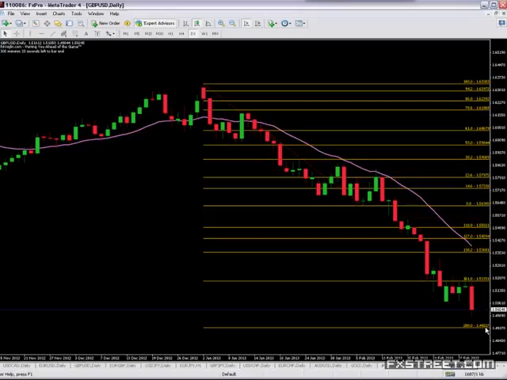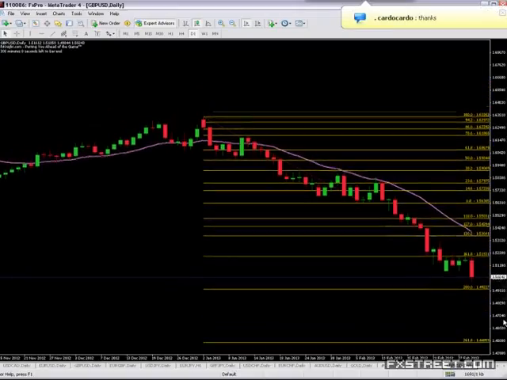But ultimate bottom, next one, 49.22. If that breaks, and only if it retests from the other side as resistance, then we go to the 261.